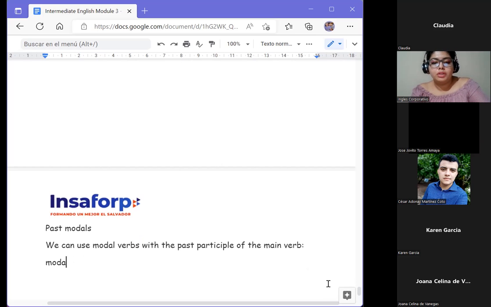And we have the modal plus have plus past participle. And it says that we use modals this way when we are talking about a situation that happened in the past and cannot be changed anymore. So this structure we are going to use for an action that has ended in the past and we cannot do anything to change anything in that situation, because we already know that it happened and there is nothing we can do.